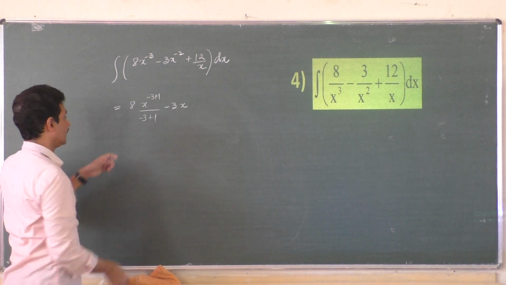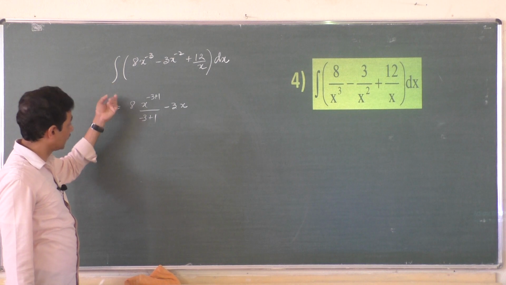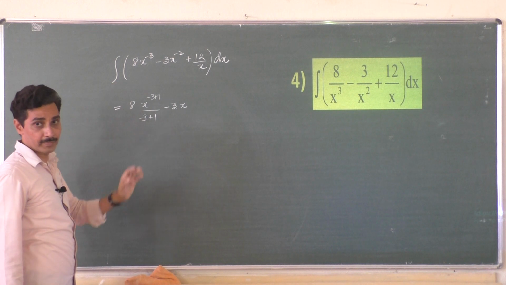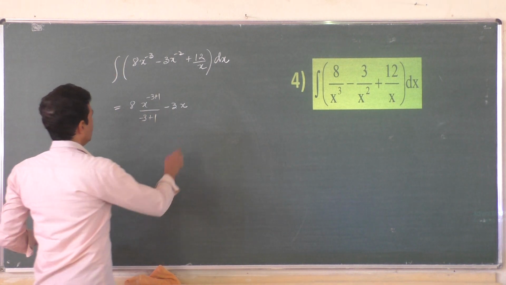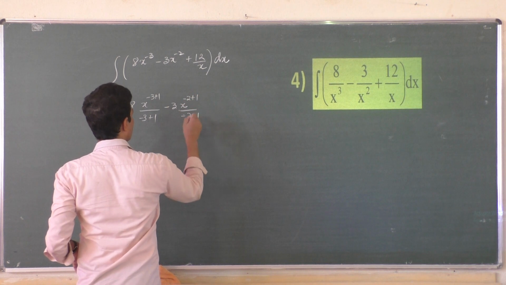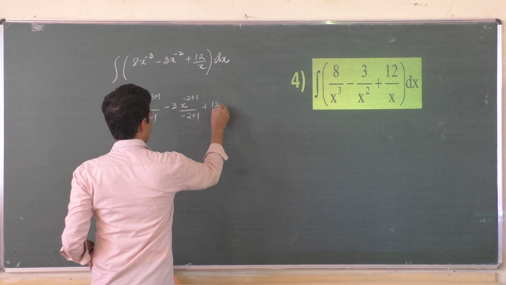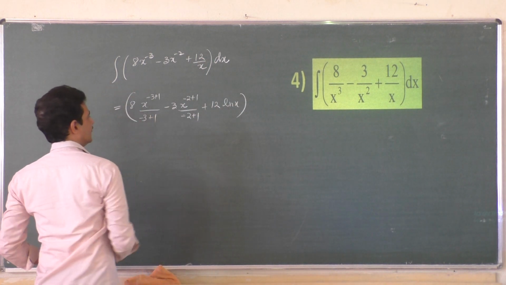Now the integration symbol I have removed. Integration symbol removed. I am doing the integration, so after doing it we need not write the integral again. Minus 3 x to the power minus 2 plus 1 by minus 2 plus 1, plus 12 is a constant, 1 by x, ln x. This is the answer.